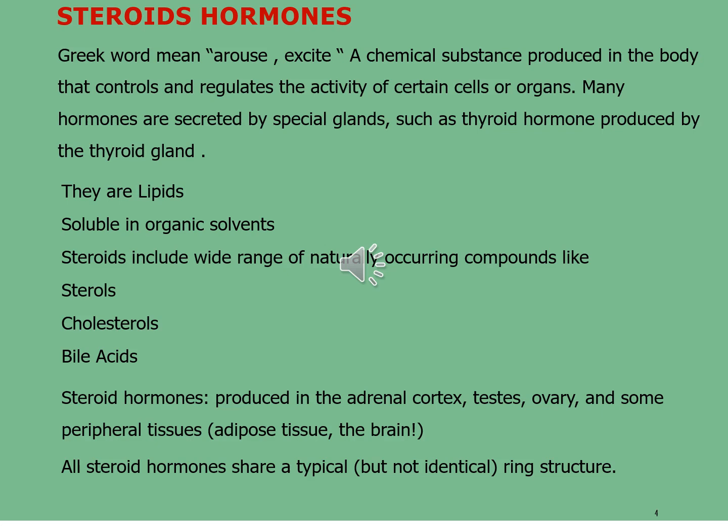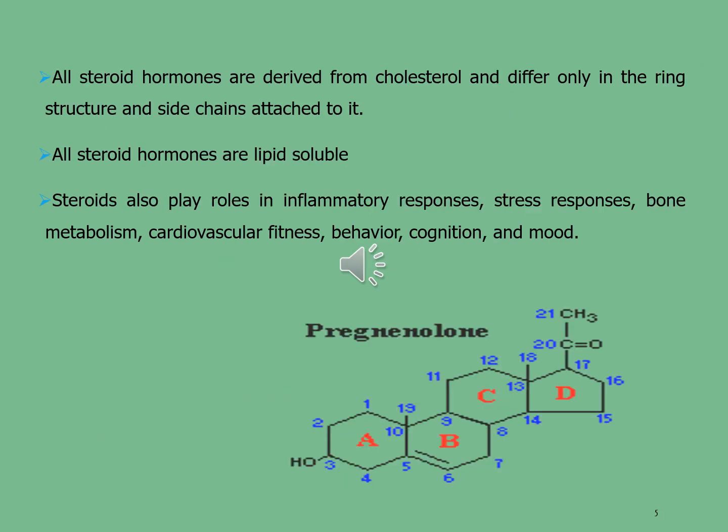Steroid hormones are basically produced in the adrenal cortex, testes, ovary, and some peripheral tissues, that is, adipose tissues and the brain. All steroid hormones share a typical but not identical ring structure. All steroid hormones are derived from cholesterol and differ only in the ring structures and side chains attached to it. Generally, steroid hormones are soluble in organic solvents and are found as lipids in nature.